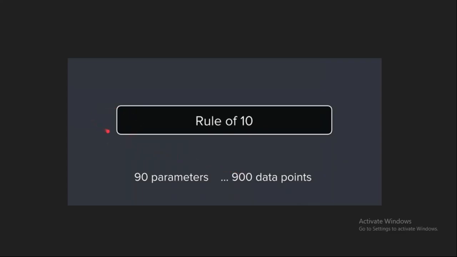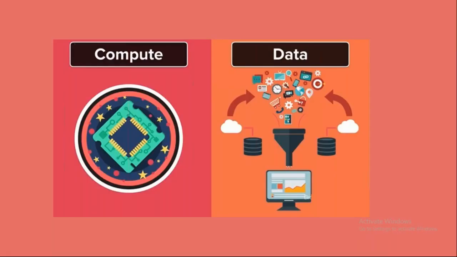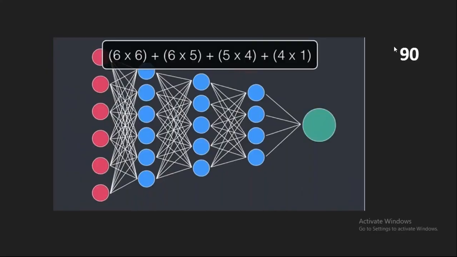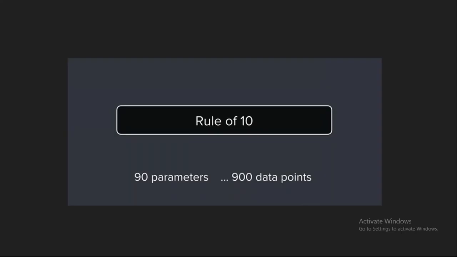And we talked about the second problem, that is data points. How much data do I need? Let's look at it this way: in this case I have 90 parameters to train my model on. For now, let's just say I have 90 parameters. If I want to train my model, how much data do I need?